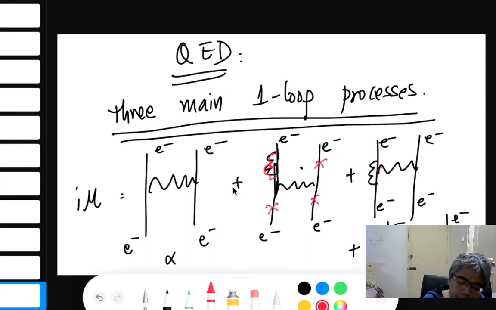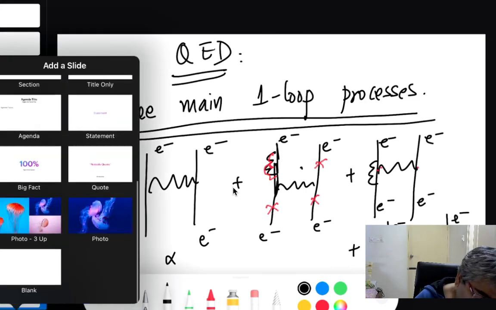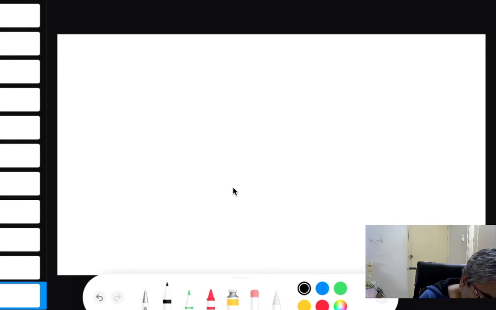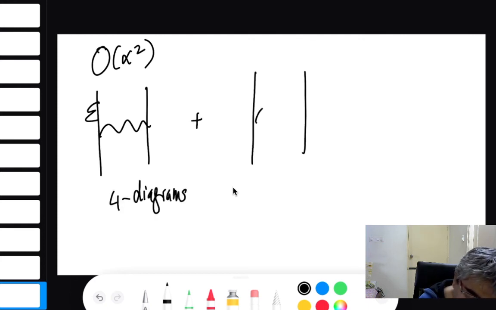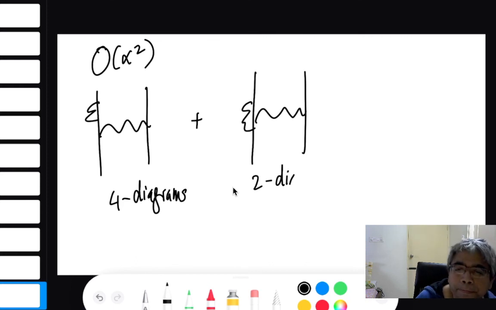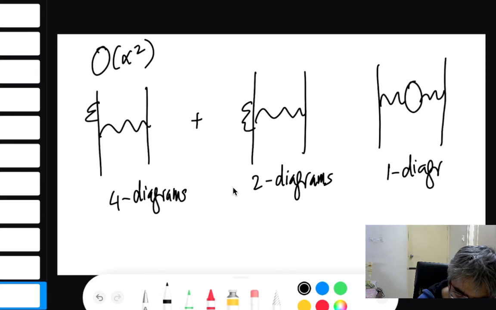So for each process, it looks like there are several diagrams at order alpha square. These are all the diagrams at order alpha square, say for example. How many diagrams do we have at order alpha square? So one type is four diagrams. Then you have two diagrams of this type, then another diagram of this type. So at order alpha square you already have seven diagrams for this thing.